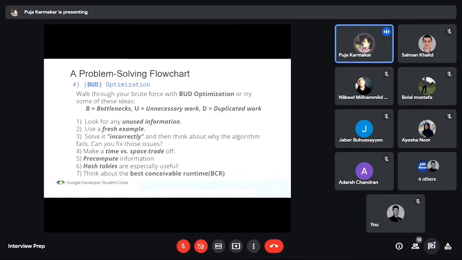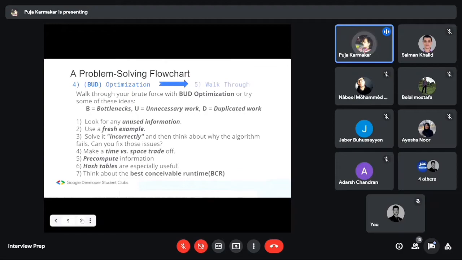Then the last thing is to think about the best conceivable runtime. Again, when we write code, we see everything, but we have to know whether our code is the best case, the worst case, or the expected case. We have to make sure that we are closer to the best case scenarios. By best case scenarios, I mean that the runtime of your code is fast enough in general. Let me go to the next slide.